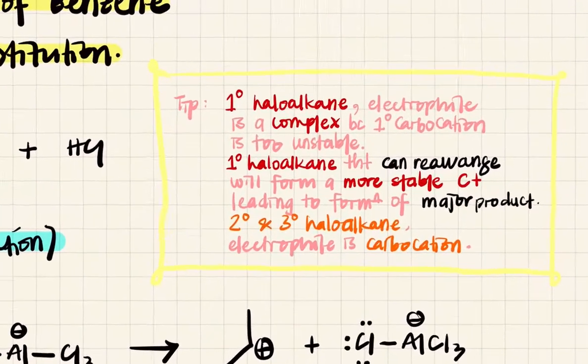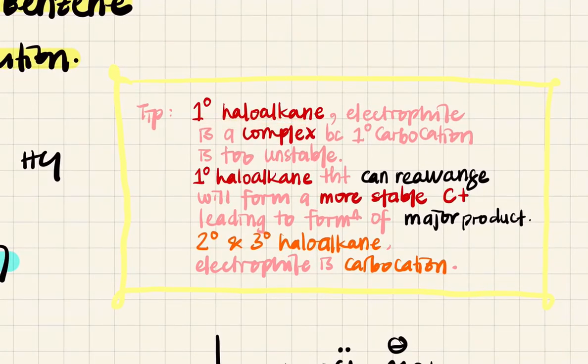Alright, here's a tip. Okay, for primary haloalkane, your electrophile will be a complex because your primary carbocation is too unstable. But if you have a primary haloalkane that can rearrange, maksudnya dia boleh form secondary atau tertiary haloalkane, then it will form a more stable carbocation. Maksudnya akan form lah carbocation, whether secondary atau tertiary carbocation. Kalau awak punya primary haloalkane boleh rearrange by 1,2 hydride shift atau 1,2 methyl shift. So that will be your major product lah, yang selebihnya akan jadi minor product.